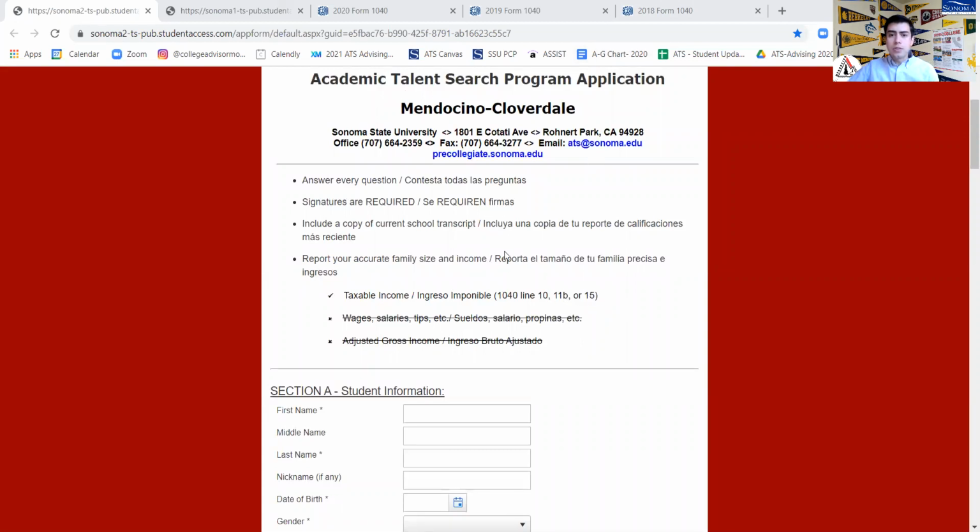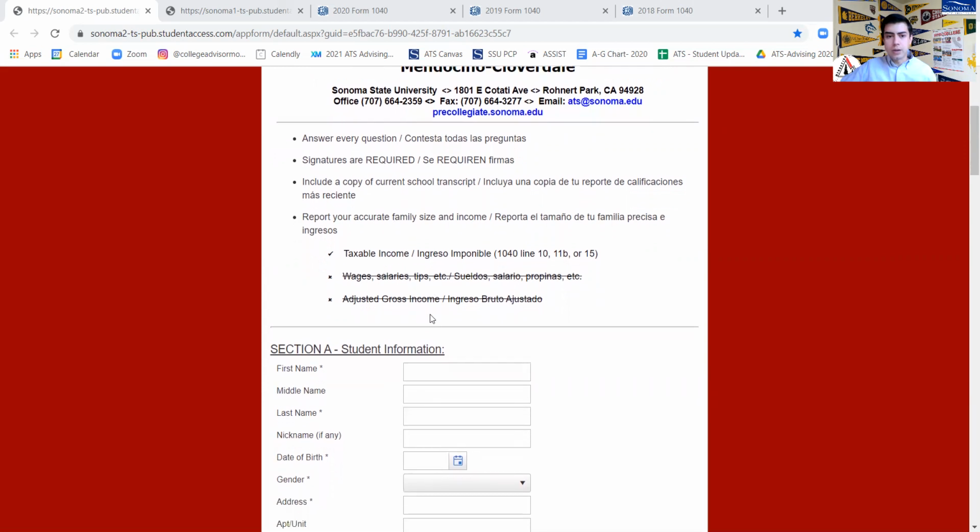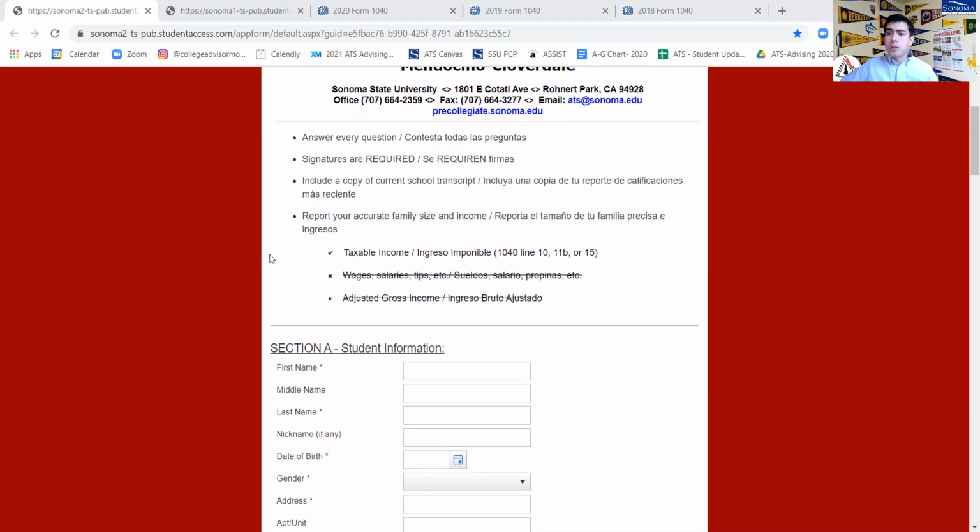You'll also need your student's school transcript or most recent grades, depending on the grade level of your student. So if they're in 6th and 7th, and if they don't do transcripts, then you can use the most recent grades.